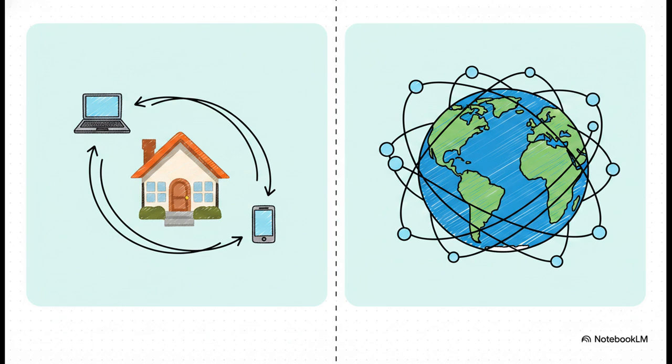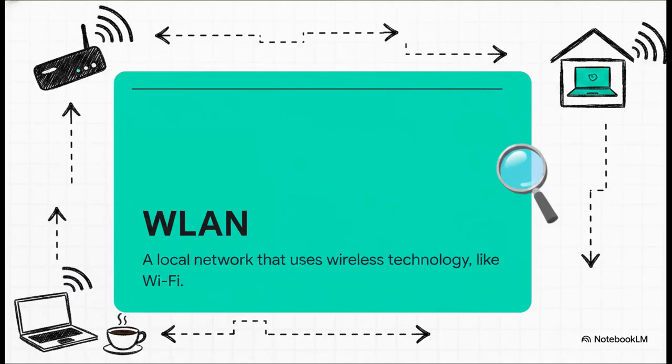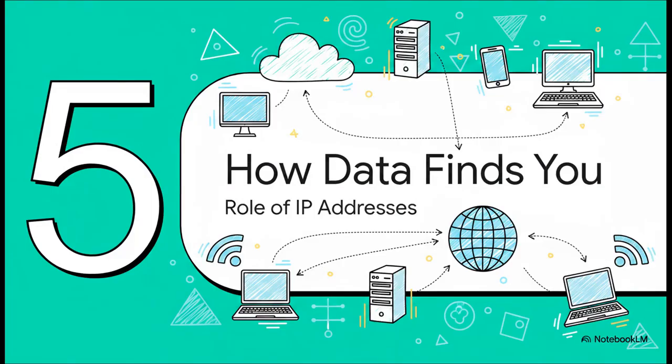A WAN covers a large geographical area. In fact, the internet itself is the absolute best and biggest example of a WAN, connecting billions of devices globally across cities and oceans. Oh, and there's a really common variation of this that you probably use every single day called a WLAN. That simply stands for Wireless Local Area Network. It is exactly the same concept as a LAN, but it uses wireless technology instead of plugging in physical cables. So when your laptop connects to the Wi-Fi at a local coffee shop or at your house, you are using a WLAN. Which brings us to Section 5, how data finds you.